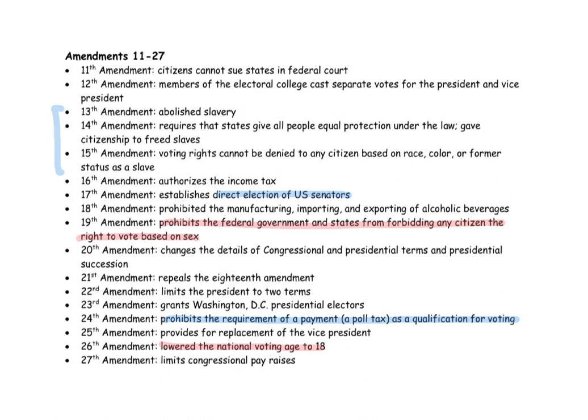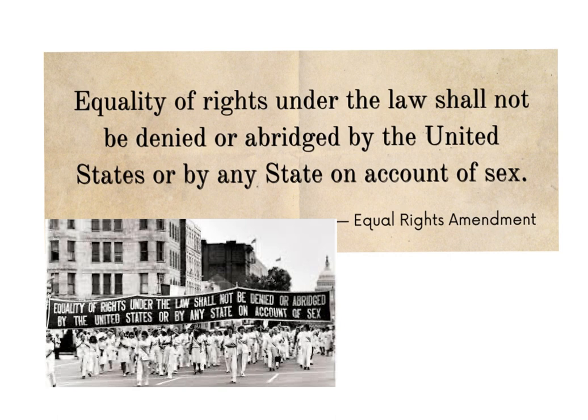Then finally, the last one I want to talk about is the 24th Amendment, which prohibited any poll tax, any requirement of payment as a qualification for voting. So, now I want to use a case study to talk about why it can be so difficult to amend the United States Constitution. And what we're going to do is we're going to look at the Equal Rights Amendment.